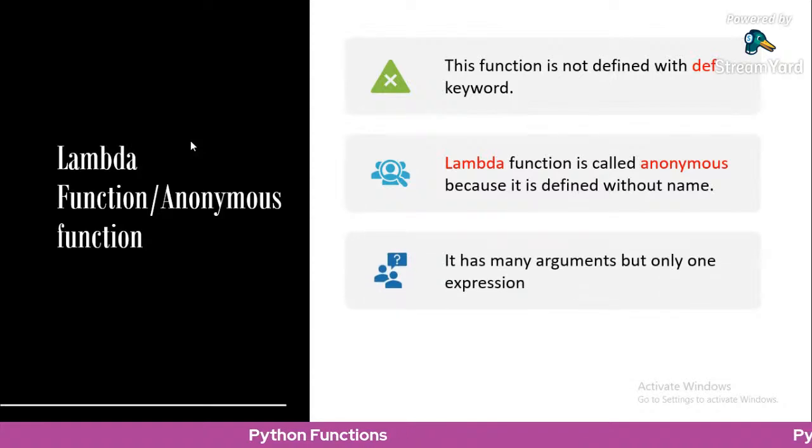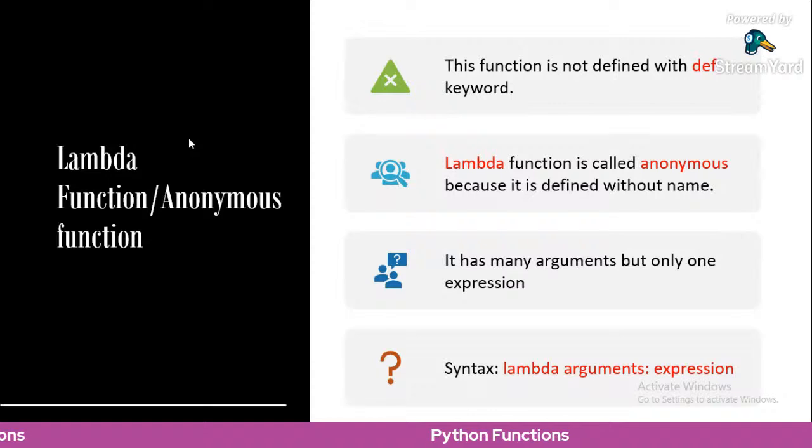Now, a lambda function has many arguments, but only one expression. This is very, very important. A lambda function can have multiple arguments. Arguments means you can pass the parameters, multiple arguments, maybe 10, 20, 5, 2, but it has only one expression.